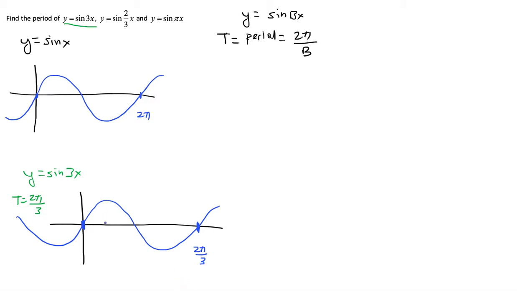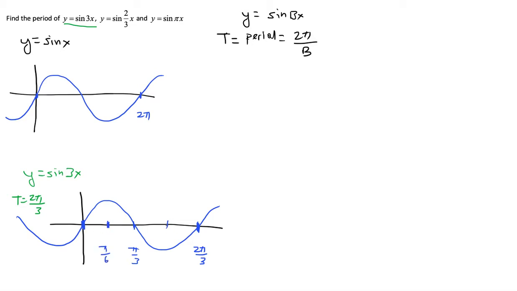Now we should find these points. We always want to find the max, the min, and any x-intercepts here. Remember, this graph is separated into 4 equal parts. We know that the length from here to here is 2 pi over 3, so this point here should be exactly half of that. 2 pi over 3 divided by 2 is pi over 3. Similarly, this point should be the middle point of these two, so this will be pi over 6.